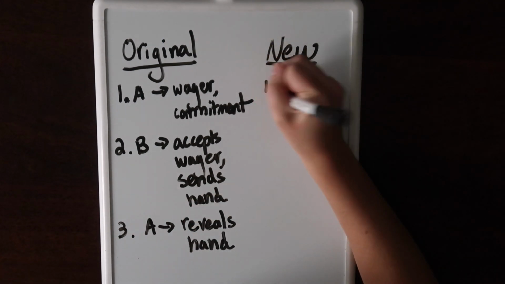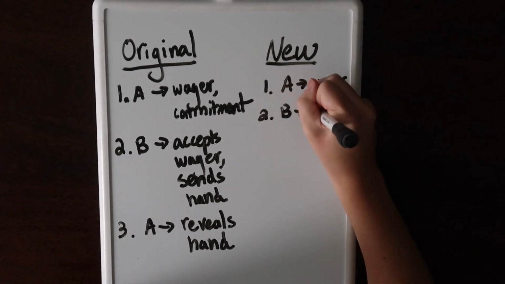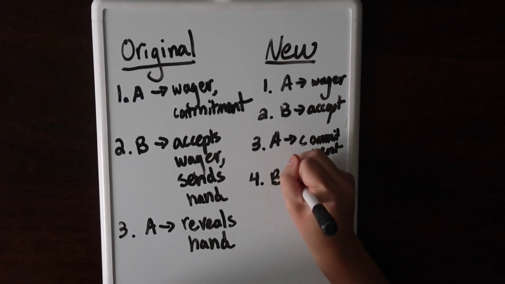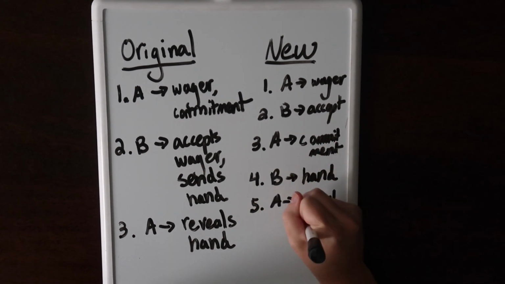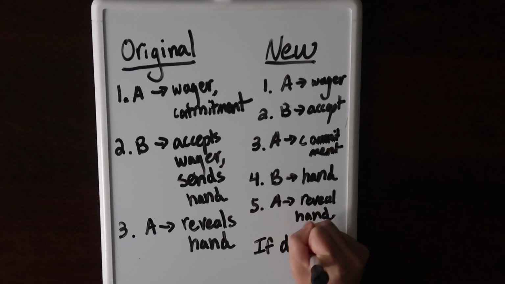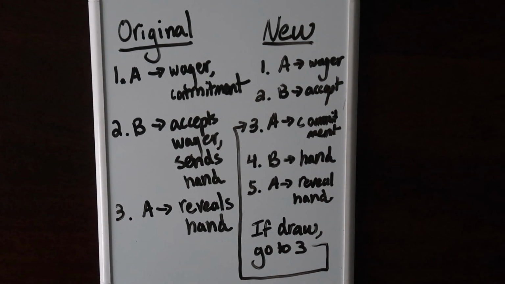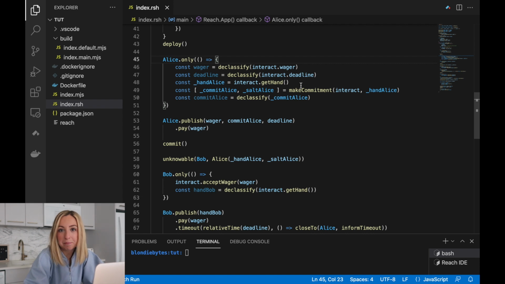But now, since players can submit many hands under one wager amount, we'll need to change some of the steps. The new steps will be Alice sends her wager, Bob accepts the wager, Alice sends her commitment, Bob sends his hand, and then Alice finally reveals her hand. If it's a draw, we return to step 3, where Alice sends her commitment, the commitment to her new hand. Otherwise, the game ends. Let's make these changes to our program.